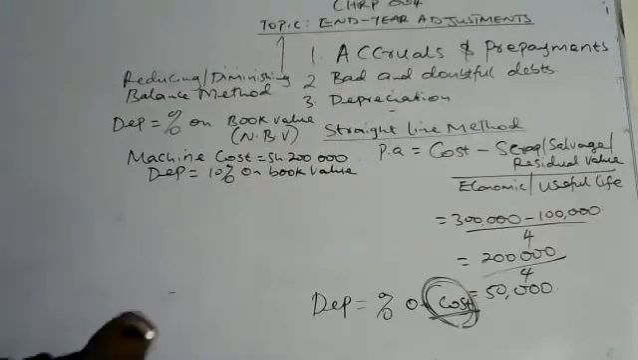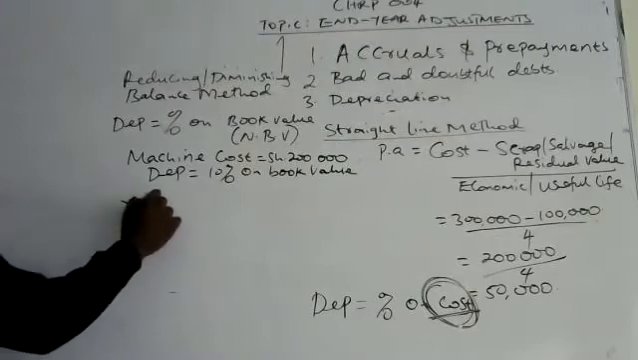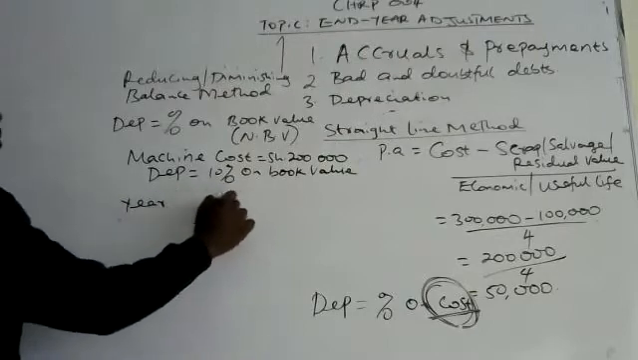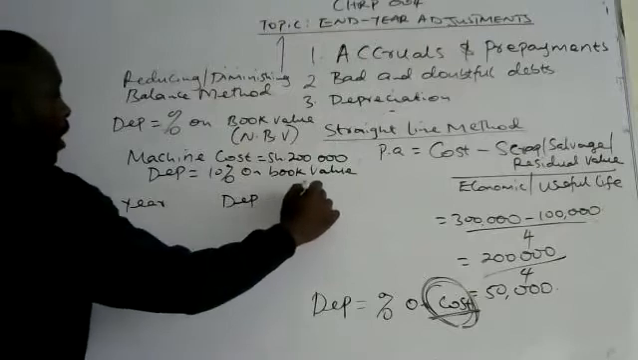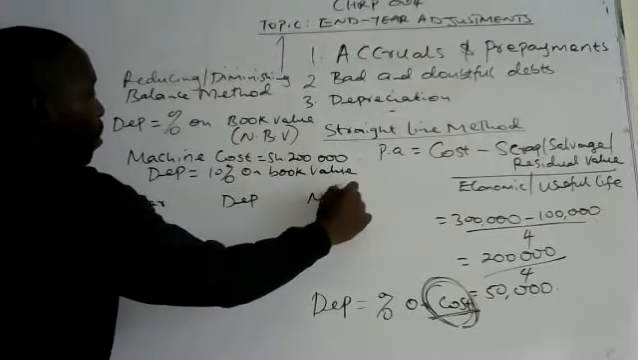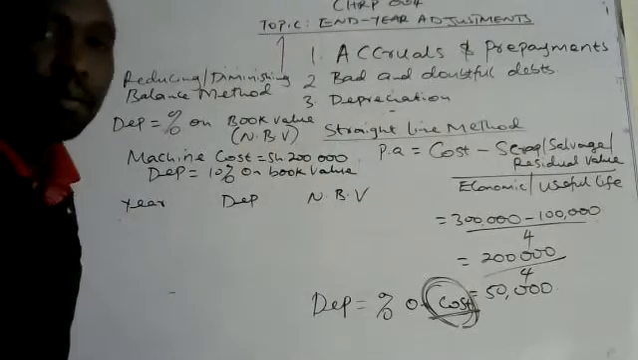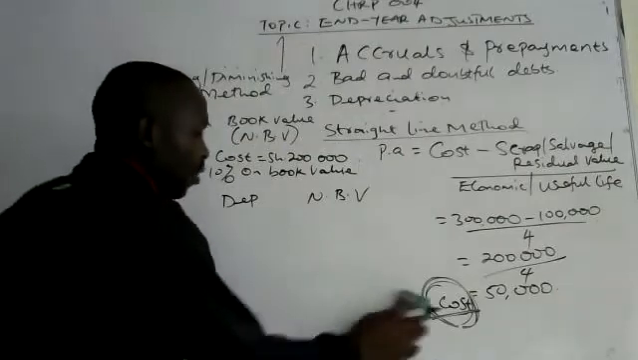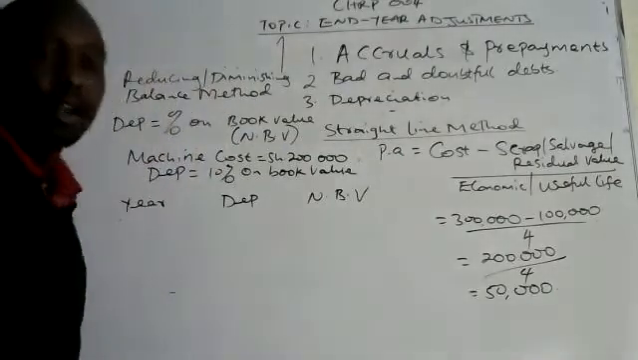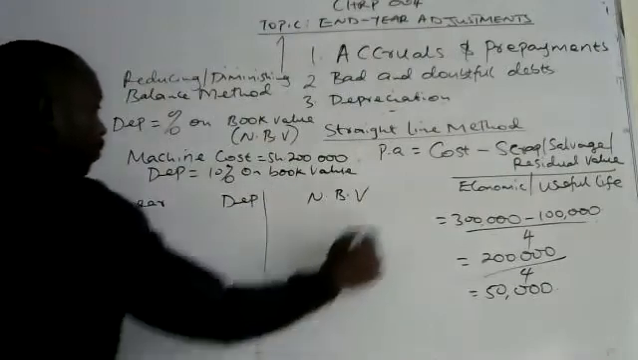So if we were to calculate the depreciation here, we can come here and say the depreciation, and then we can get what we call the net book value. Net book value is simply the cost minus the accumulated depreciation. Let us do it in form of a table.